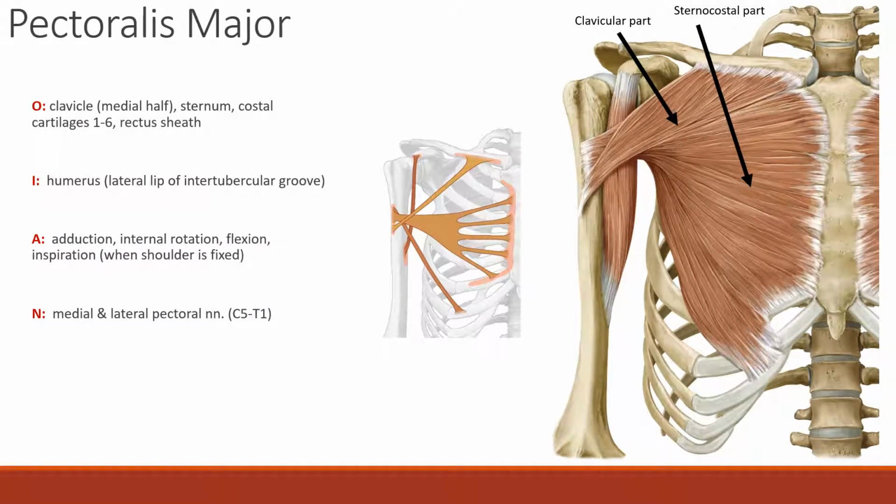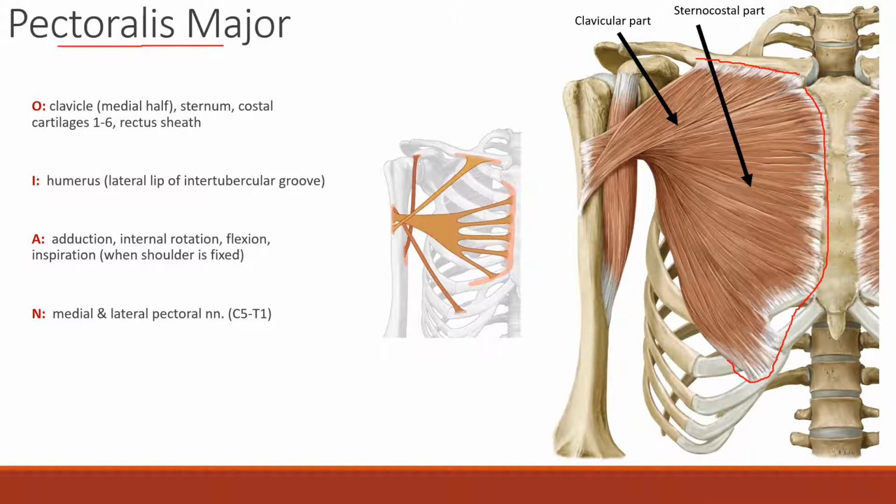The pectoral region contains basically two large muscles. There is the pectoralis major, which we see here, and the pectoralis minor we'll see in a moment. The pectoralis major has two origins. It has a clavicular head, which originates on the clavicle, and a sternal head, which originates along the sternum and even down to the costal cartilages.